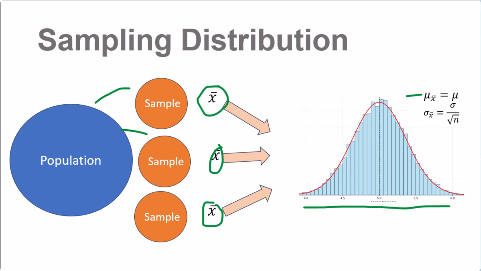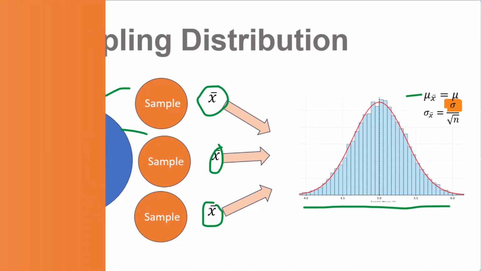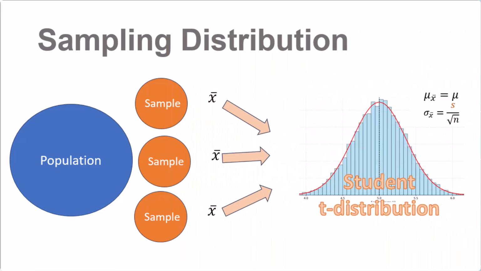Now, we would like to use this, but there is a problem with this construction, in that the standard deviation, or the standard error, which is the standard deviation of the sampling distribution, depends upon a population value sigma, which we typically won't know if we're doing a sample and trying to estimate the population mean. So we're going to use a slightly different distribution. And we're using this distribution called the student t distribution.